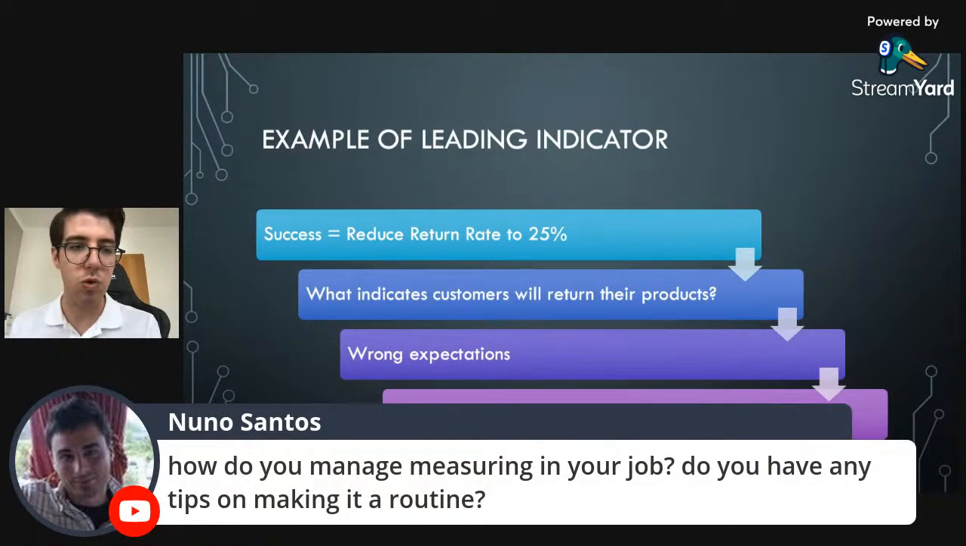And there's one from Nuno here. How do you manage measuring in your job? Do you have any tips on making it a routine? Yeah, that's a good one. I think it has to be a routine. I like starting the day with that and finishing also. So at the beginning of the day, I look at the KPIs I'm monitoring, and then I say, are they going in the direction I expect or not? And then I can act. And I do the same at the end of the day as well.